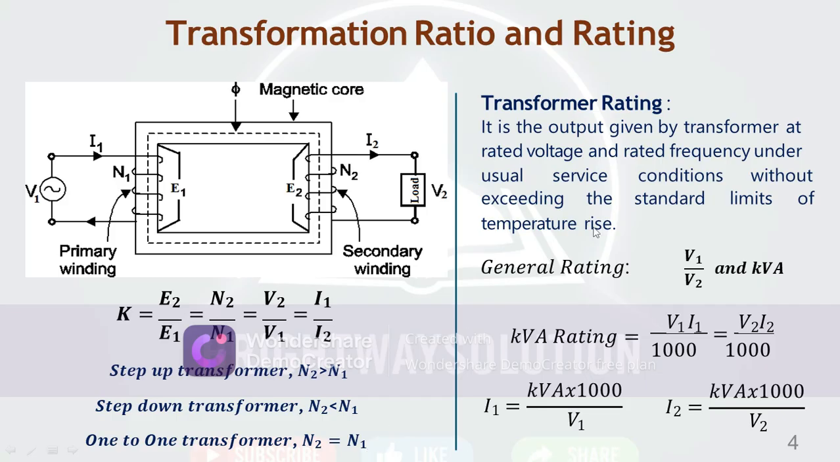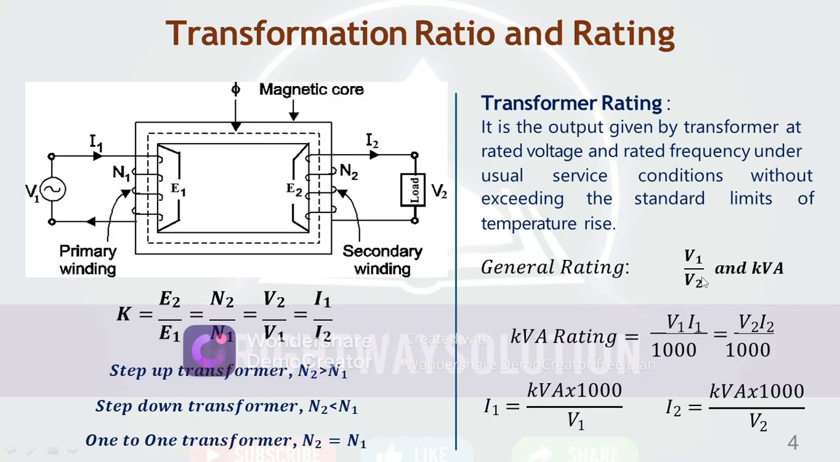Correct. So the rating is the output given by the transformer at the rated voltage and rated frequency under the usual service conditions without exceeding the standard limits of temperature rise. So under normal conditions, the transformer is operated to serve the load properly without any kind of disturbances. So this maximum capacity of the transformer is considered as the transformer rating.